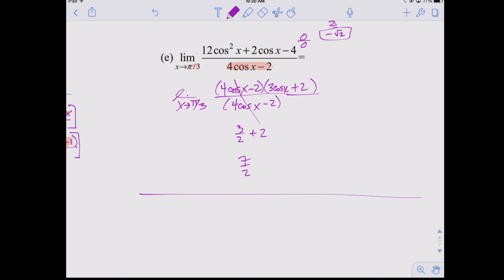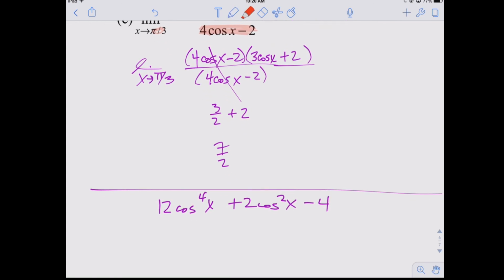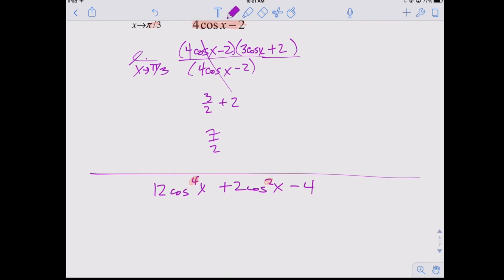Just another word about quadratics that are factorable. If this had been 12 cosine to the 4th of x plus 2 cosine squared of x minus 4, would that factor also? Yeah, as long as the exponent in front is twice as big as the middle exponent, it could possibly factor. This one would factor into 4 cosine squared of x minus 2 times 3 cosine squared of x plus 2. So the smaller exponent is going to be the one that shows up in each factor.